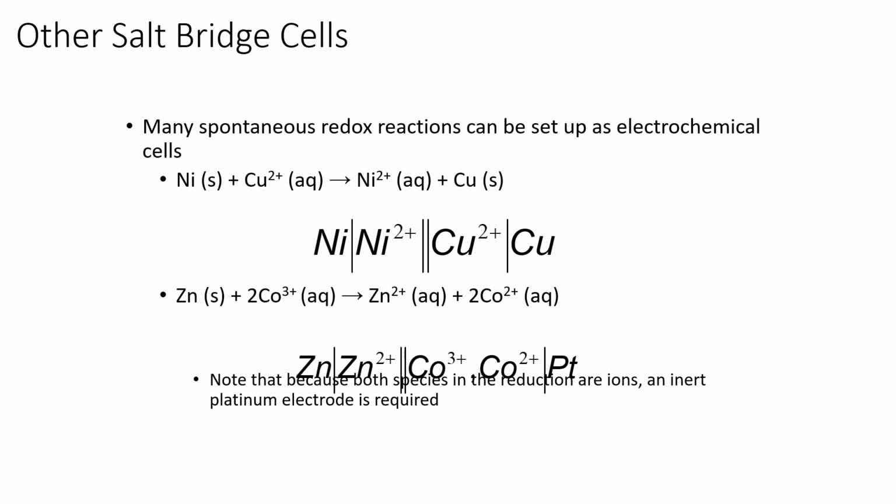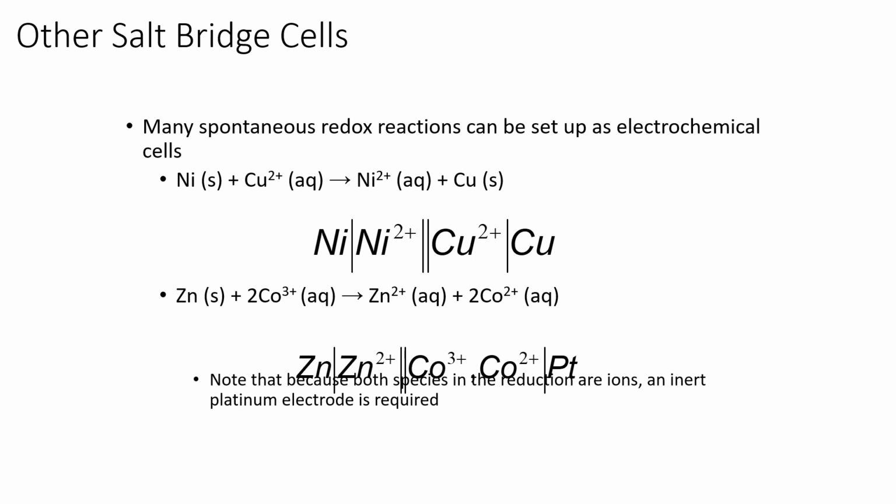Recall that when we have a spontaneous redox reaction, we can then use that to form an electrochemical cell. We've looked at the difference between our zinc and our copper 2 becoming zinc 2 and solid copper, but we can have other ones, like my top example here is nickel with copper 2 becoming nickel 2 and solid copper. And the one below it shows zinc and some cobalt 3 becoming zinc 2 and cobalt 2.